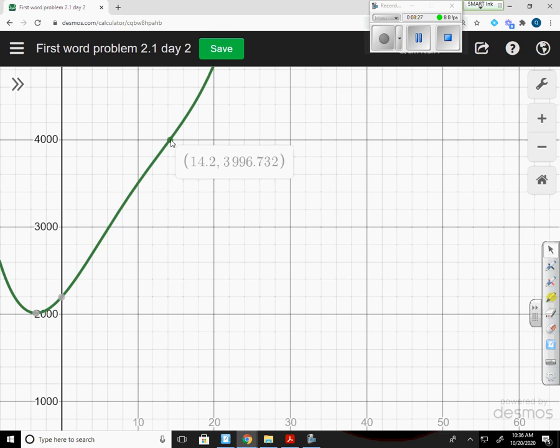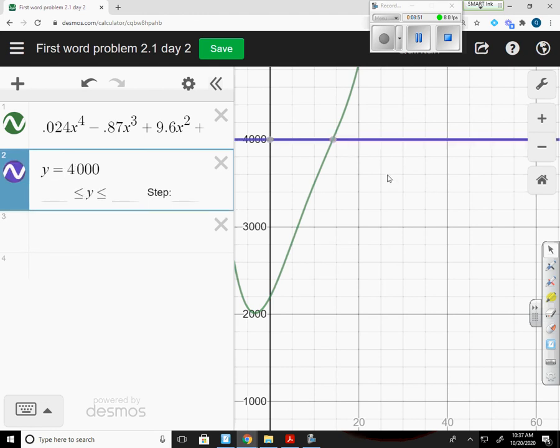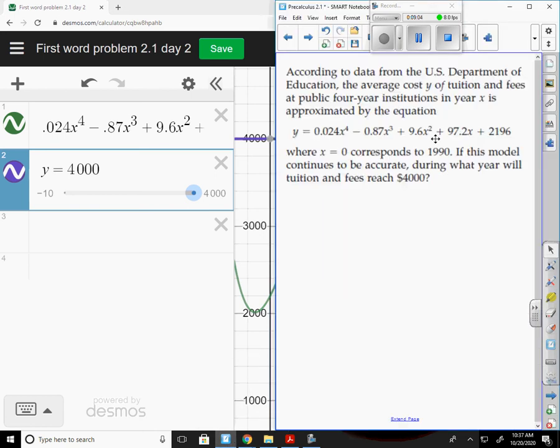So it's somewhere in here between 14.2 and 14.3. How can I pinpoint that exact location? Well, one way I can do that is I can just put an equation in that's just y equals 4,000. Now you're going to see that my point comes up where it's 14.228. Again, this doesn't really matter because it's 14 years after 1990, so it's still going to be in 2004.